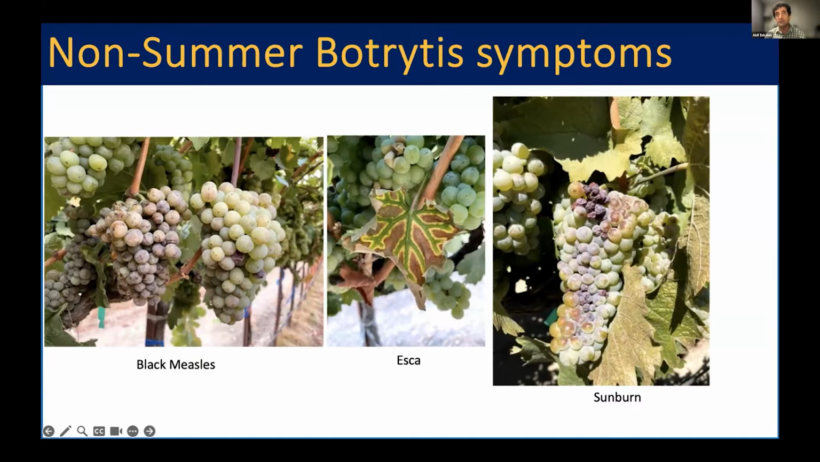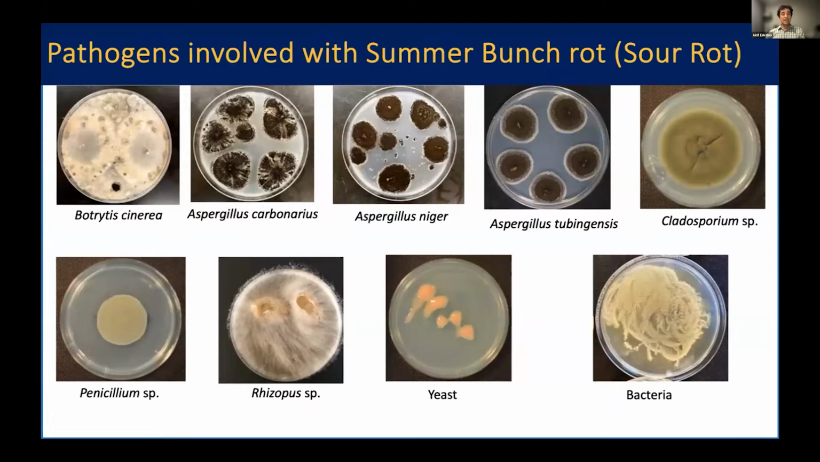Again, sunburn could also be the entry point for the pathogen because you are causing a lot of damage here. Some of these sunburns could also be caused by over leaf removal, which exposes the cluster too much to the sunlight. We are going to talk about this a little bit as well. These are the common pathogens involved with summer bunch rot and sour rot. I don't want to go through each one of them, but there are a lot of Aspergillus, Cladosporium, and even Penicillium can get into the sour rot complex.